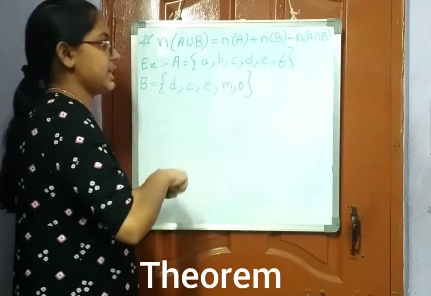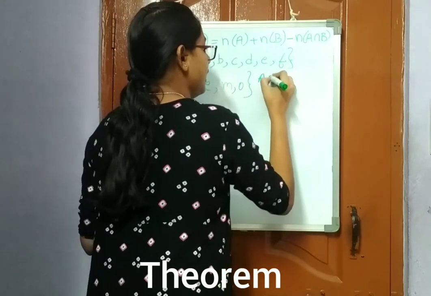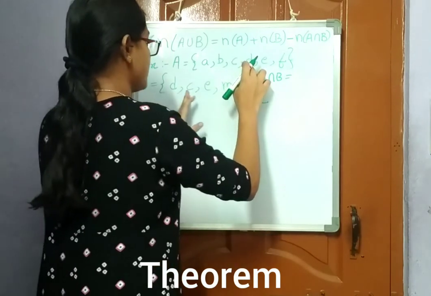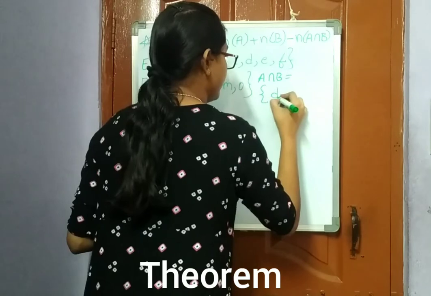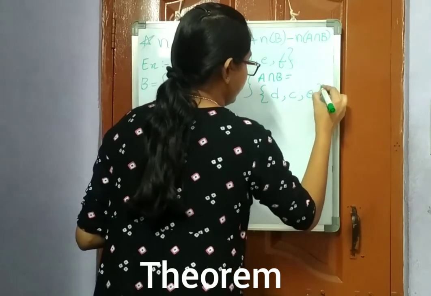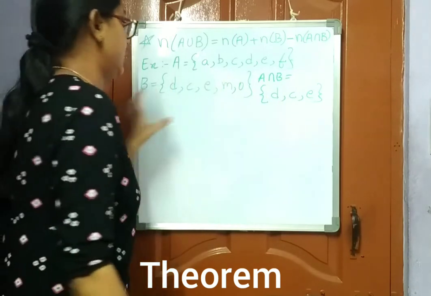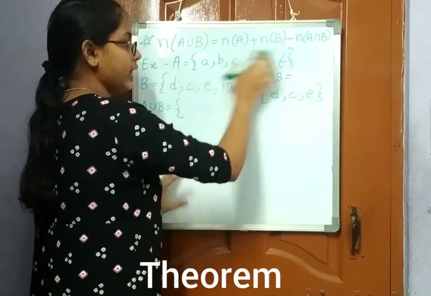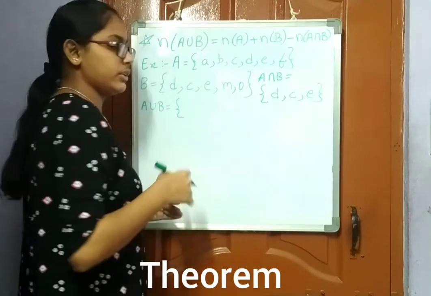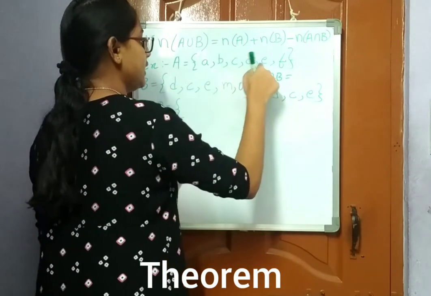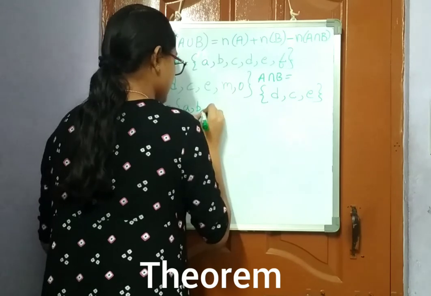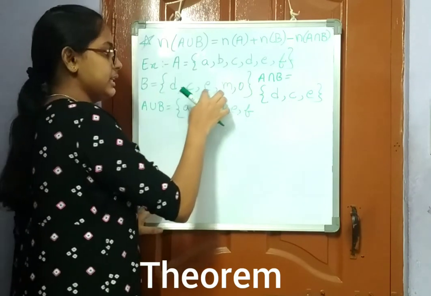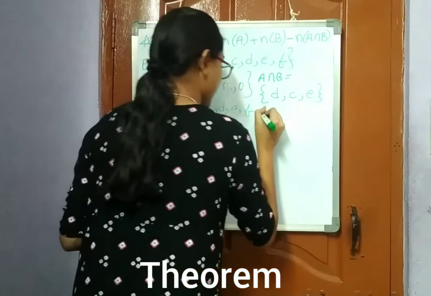First let's find out what A intersection B is. A intersection B will be the common elements: D is common, C is common and E is common, that is, D, C and E will be A intersection B. Then what is A union B? A union B is nothing but writing all the elements without any repetition. A, B, C, D, E, F, and D, C, E are already written. So the remaining are M and O.